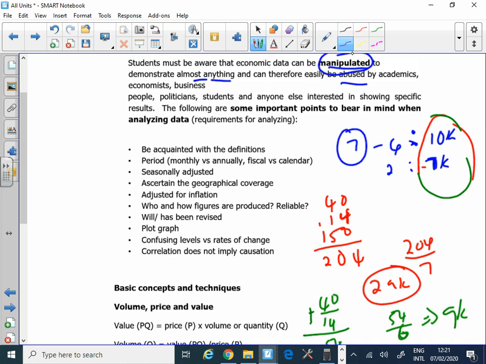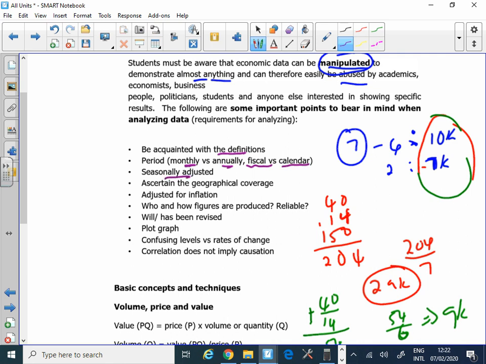Following are some important points to bear in mind when analyzing data. So what you need to keep in mind. Firstly, you need to know the definitions and you need to know the period. Are we talking about monthly or annually? And if it's monthly, we normally refer to that as fiscal. If it's annual, it's calendar.